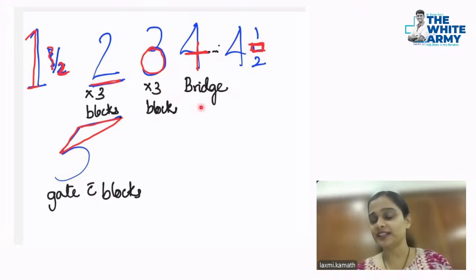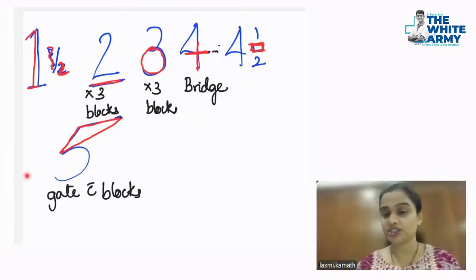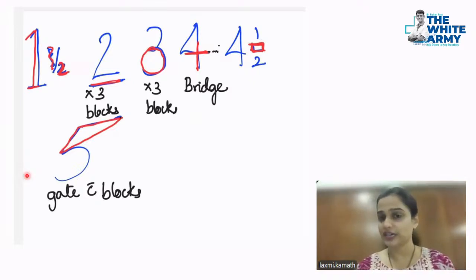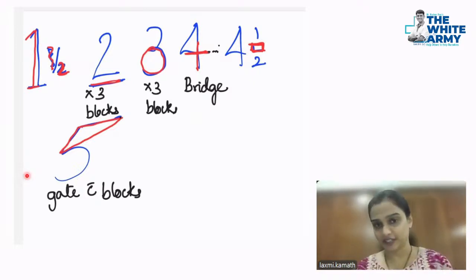So at 4 years, using the blocks, it can make a bridge. Now the cross looks like a bridge also. So it can make a bridge. At 5 years, now there is a triangle. Imagine it like a gate which flips open. So it can make a gate also with blocks. So this is how the fine motor milestones evolve after 1 year of age.